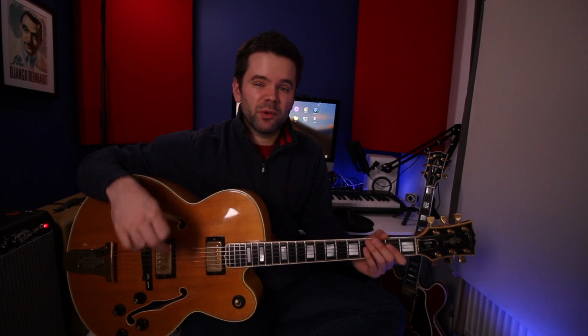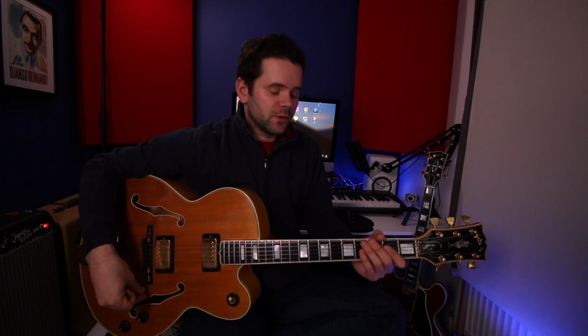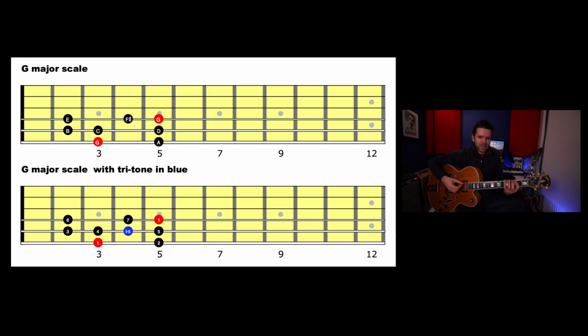Well, if we took a G scale, the tritone sits between the 4th and the 5th, hence calling it a diminished 5th, a flat 5, or an augmented 4th. So if we go G, A, B, C, that's the 4th note of the G scale, there's the tritone, D flat, sat between C and D. And that's the sound of the tritone interval, sometimes referred to as the devil's interval.